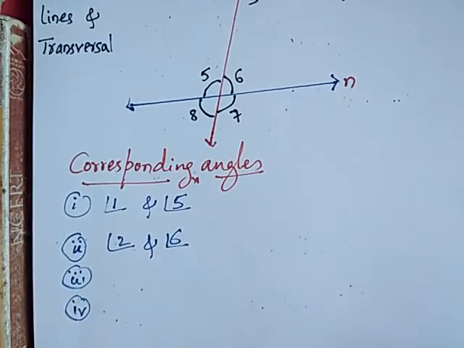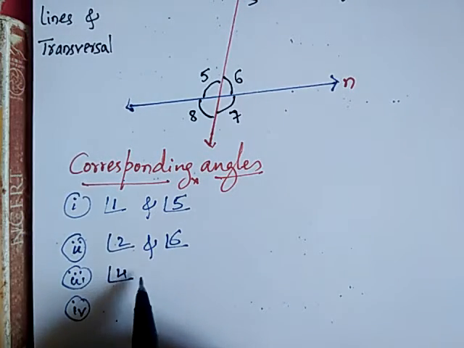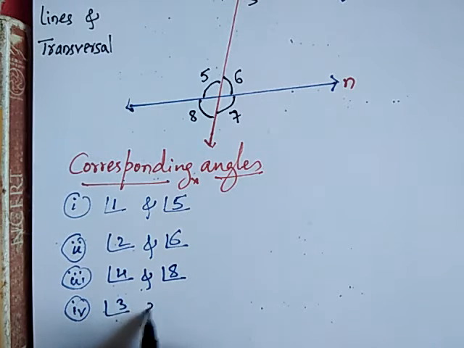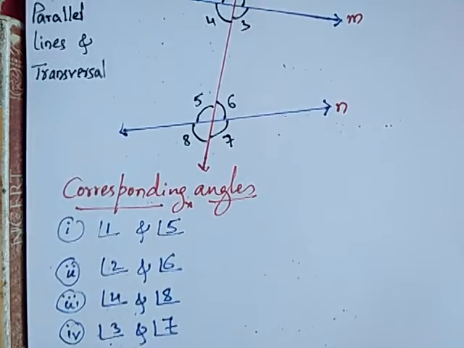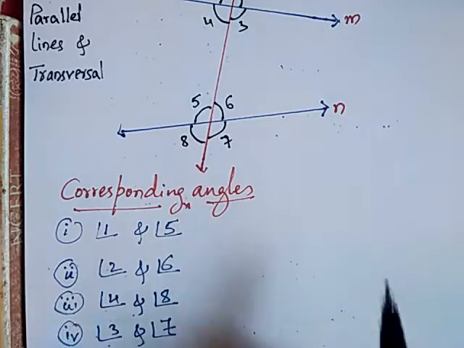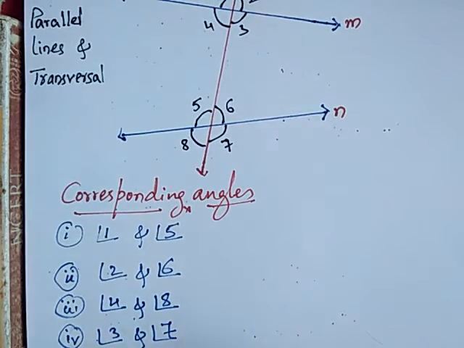So that we will write here: angle 4 and angle 8, angle 3 and angle 7. These are the pairs of corresponding angles from the given figure: angle 1 and angle 5, angle 2 and angle 6, angle 4 and angle 8, angle 3 and angle 7. So this is about corresponding angles.